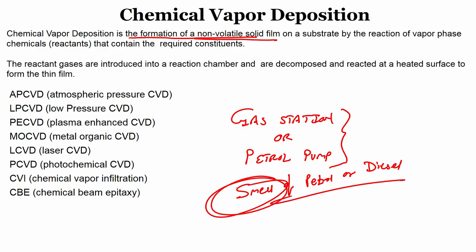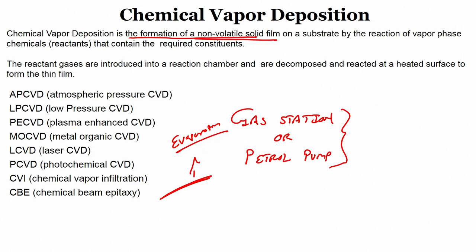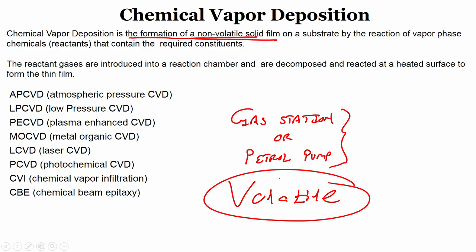Why is there a smell? Because when you drop a drop of petrol on a surface, it will start evaporating. That means petrol is volatile, and that is why we can smell it. It starts evaporating immediately at room temperature, at a normal temperature.